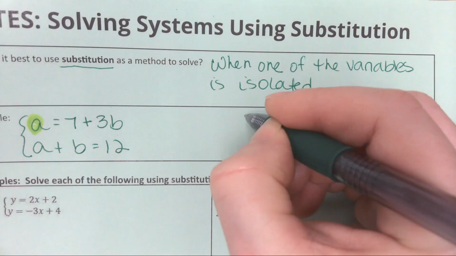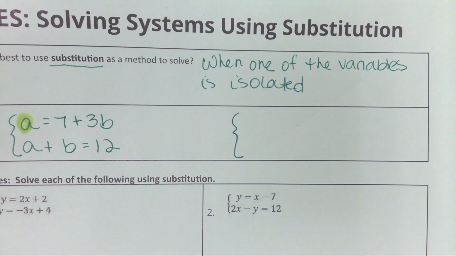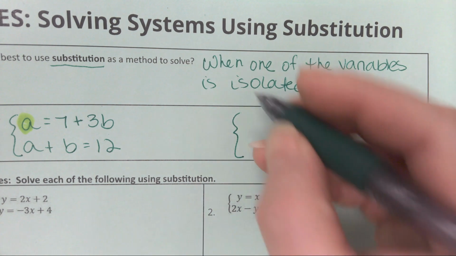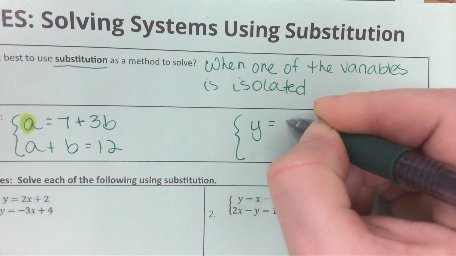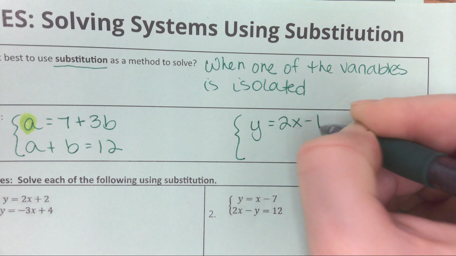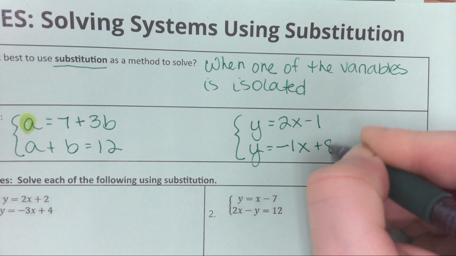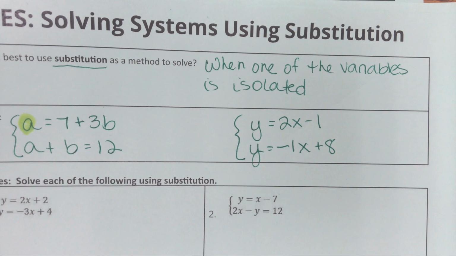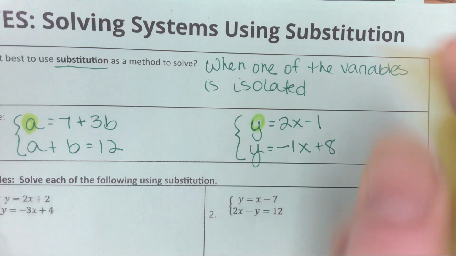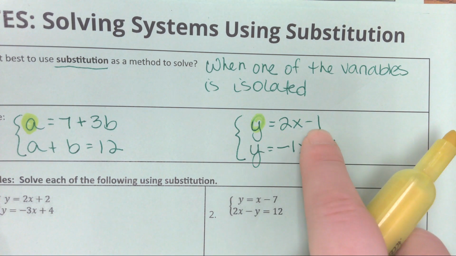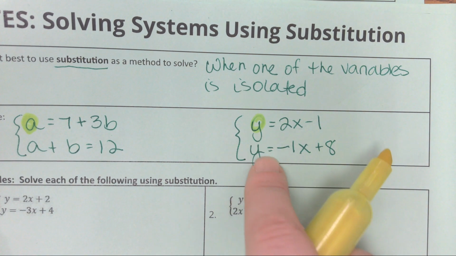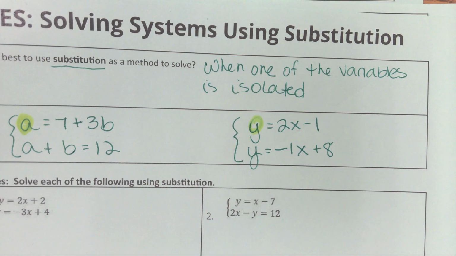Another time when you're going to want to use substitution is even if you have both variables alone. So y equals 2x minus 1 and y equals negative 1x plus 8, for instance. Okay. Do you see in this case, both of them are alone? So you have a choice. You can either take this y and replace it with 2x minus 1 down here, or you can go up there. So sometimes you have a choice if both variables are alone. Okay.